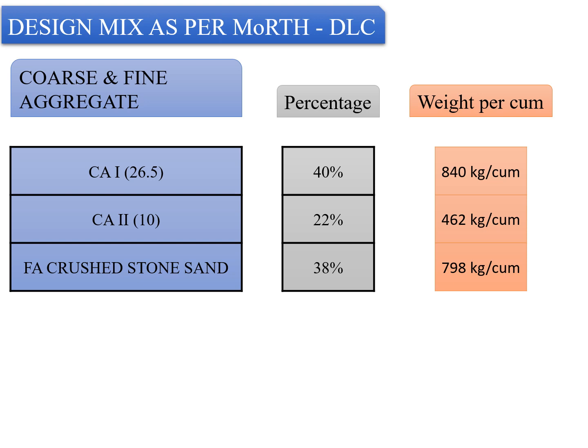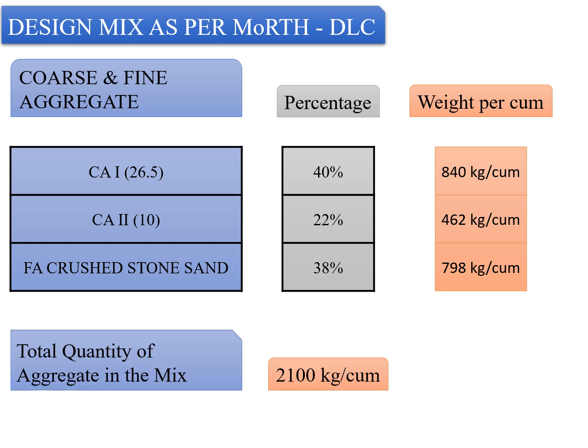That means the quantity of aggregate required in the DLC mix for Ca1 is 840 kgs, which is nothing but 40% of 2100 kgs. Ca2 is 22% of 2100, which works out to be 462 kgs per cubic meter, and fine aggregate is 38% of 2100, which works out to be 798 kgs per cubic meter. So this is how the different proportions or weights of the aggregates can be calculated, which can be mixed later on in the batching plant to produce the dry lean concrete or DLC mixes.